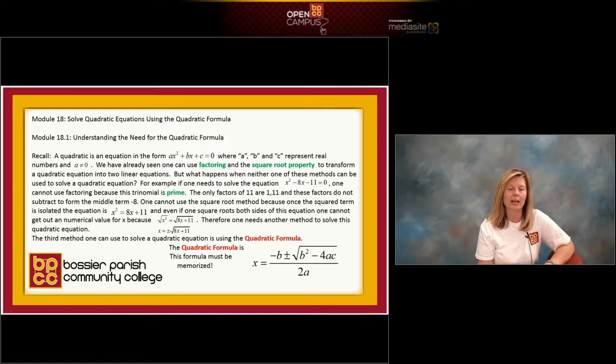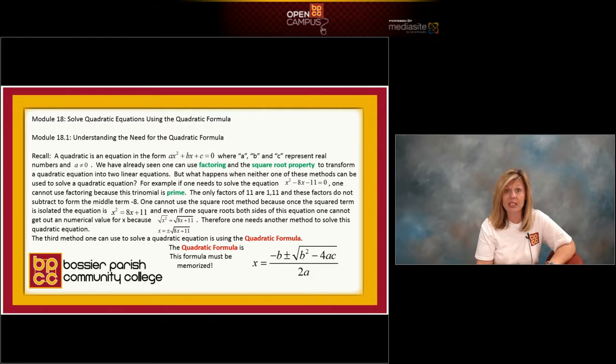Well, let's take a look at a PowerPoint and an example, and then you'll see why a third method's going to be necessary. If you look, we have the equation x squared minus 8x minus 11 equals 0. It's an equation, it has an equal sign, it's quadratic, it has the x squared. Now, it's already set equal to 0, so in my mind, it's ready to factor. So let's see if we can factor this expression.